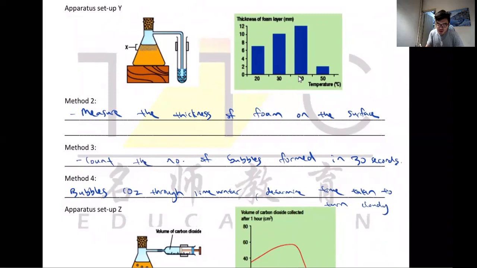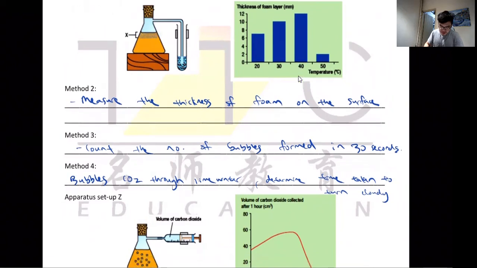If you use 40 degrees, maybe this will turn cloudy in 10 seconds. If you use 20 degrees, maybe it will turn cloudy in 20 seconds because it's not optimum. The closer you are to 40, the faster it turns cloudy. You know what I'm trying to say here? So there's three things we're going to measure here. You can look at the foam, you can look at the bubbles, you can look at the lime water. So there's actually three ways to measure carbon dioxide here.